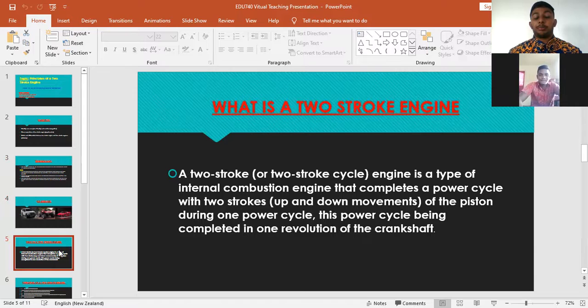So this is the development part of our lesson. The first slide of the development part says: what is a two-stroke engine? A two-stroke cycle engine is a type of internal combustion engine that completes a power cycle with two strokes, up and downward movement of the piston. One power cycle is completed in one revolution of the crankshaft.